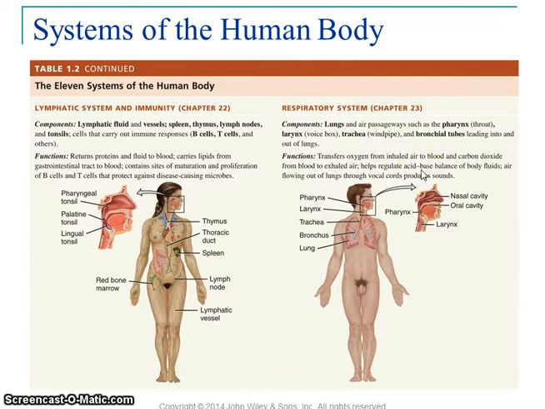Respiratory system. It's this hollow tube work that goes from your mouth down into your lungs. It's mostly just a passageway for air to move in and out. We're able to get oxygen into our body and carbon dioxide waste out. We have the vocal cords there, so we can make sounds, help with our voices.